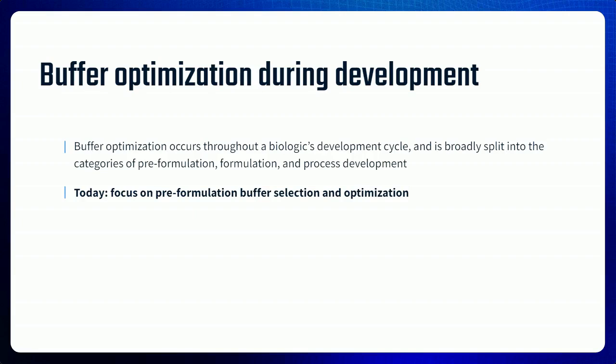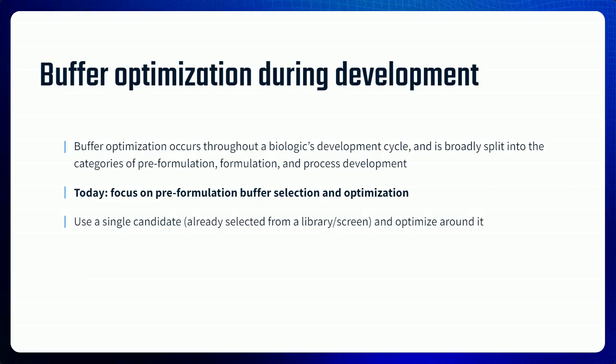We know that buffer optimization occurs at several different points in development, and these can be split into pre-formulation, formulation, and process development. For this webinar, I'll be focusing on pre-formulation buffer selection and optimization. So we'd be talking about experiments that would typically be done earlier in development to provide information that guides final formulation experiments.